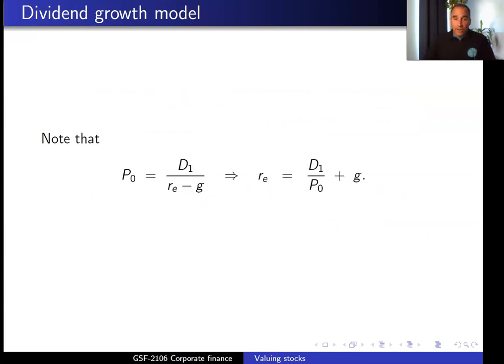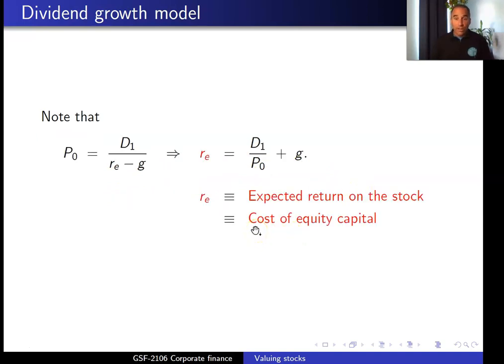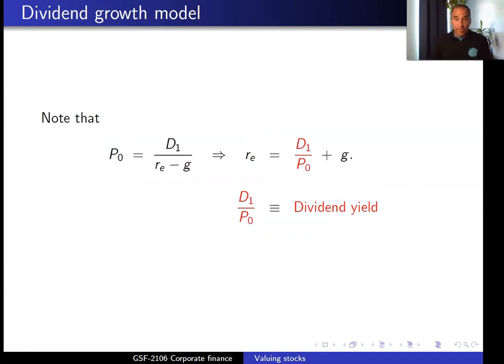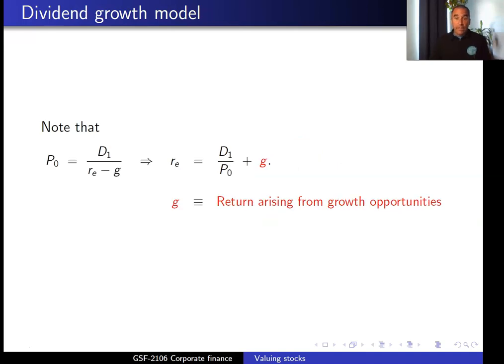What can we say about the total return on a stock investment in the case of a growing dividend. So if we rearrange this equation here, we obtain the total return is the dividend yield plus G. So RE, the expected return on the stock, so the cost of equity capital, is equal to D1 divided by P0, which is the dividend yield, and plus G, which is the return the investor obtains arising from growth opportunities of the company.